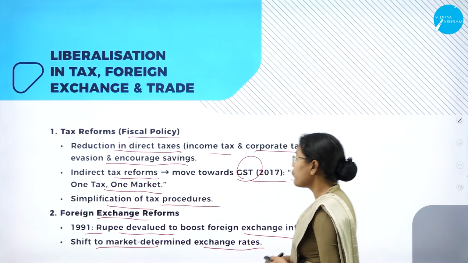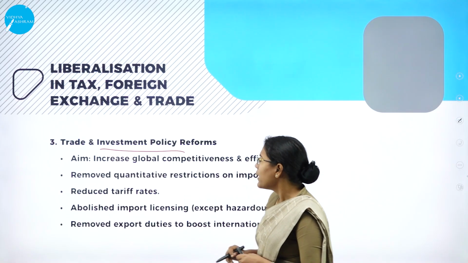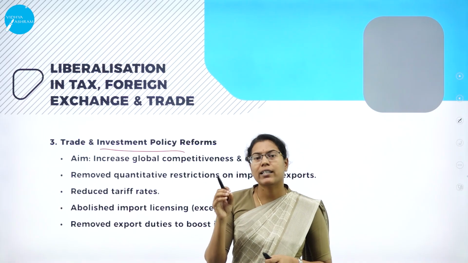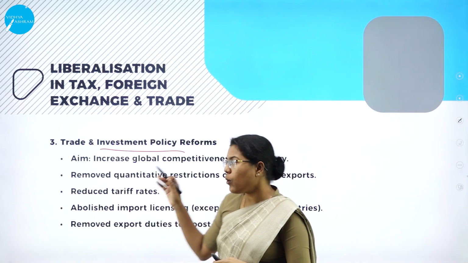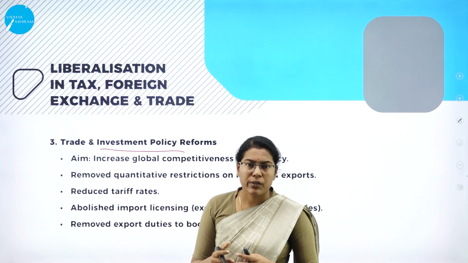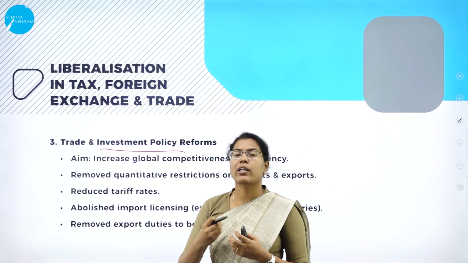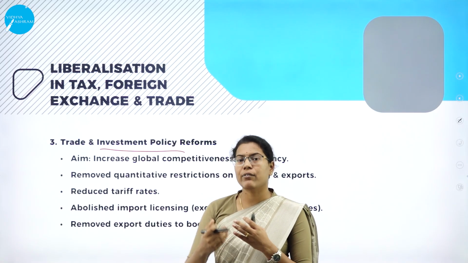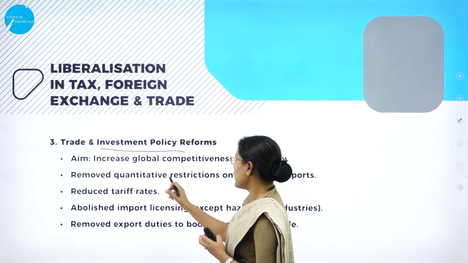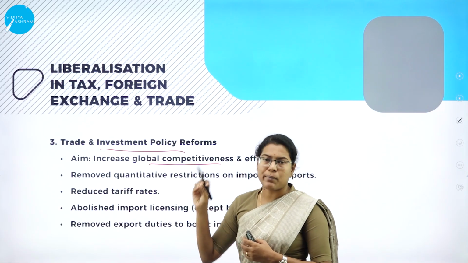Moving forward, one of the important sectors is trade and investment policy reforms. Particularly, even the international agencies put their conditions based on international trade. So to make India more open for foreign companies and foreign institutions, and for imports and exports, and for having international relations. So here the main aim was to increase the global competitiveness and efficiency of domestic businesses.